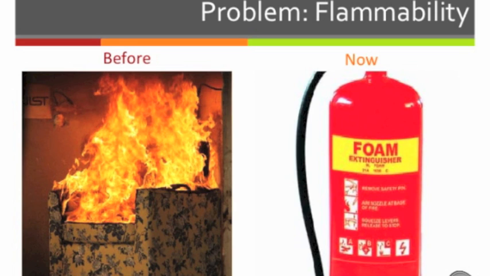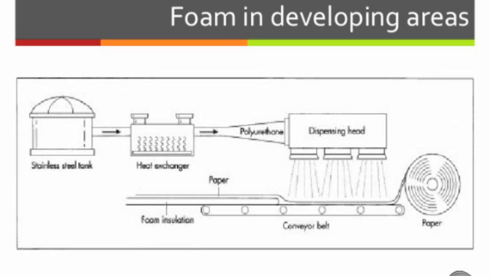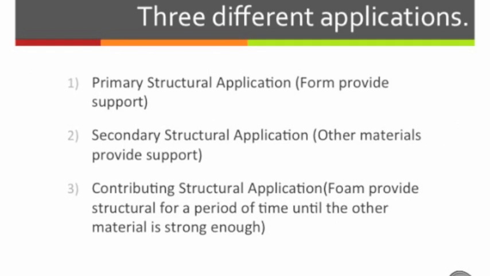The reason that foam will be particularly useful is how easy it is to produce. It only requires some skills and a small number of people. Foam is even more valuable because it can perform 3 different kinds of application itself. The 3 different applications are primary structural application, secondary structural application, and contributing structural application. As the name suggests, the differences between the 3 applications depend on which material provides the support.